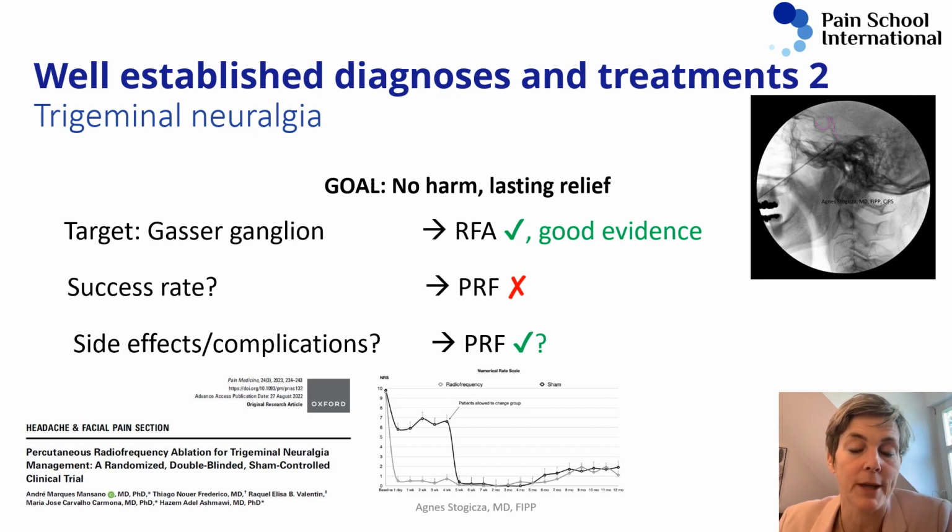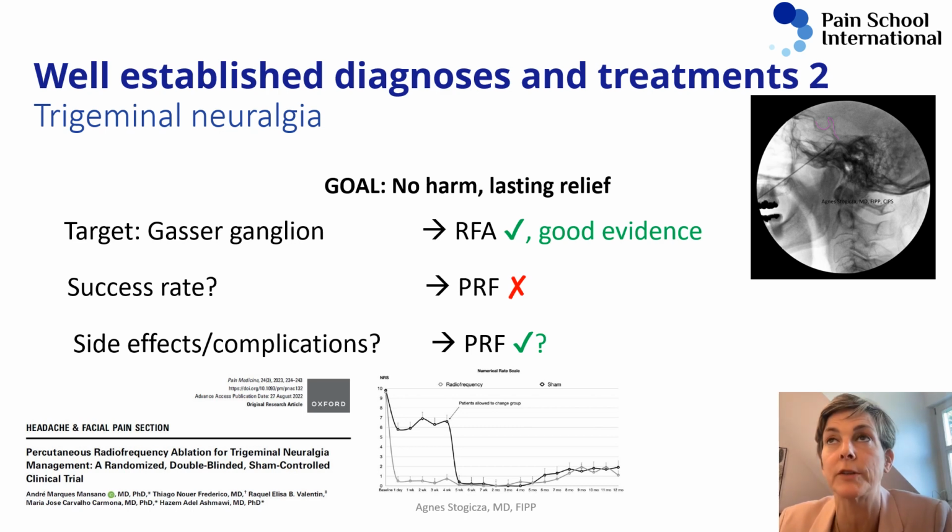Another important one is trigeminal neuralgia. We have lots of studies showing that gasserian ganglion RFA works. It has good evidence. The study by Dr. Manzano just came out recently, again proving good success of the radiofrequency. With pulse radiofrequency, I don't have time to show you data, but the relief is achieved in half the amount of patients compared to the RFA, and the length of relief is also half the length. So you can do PRF.